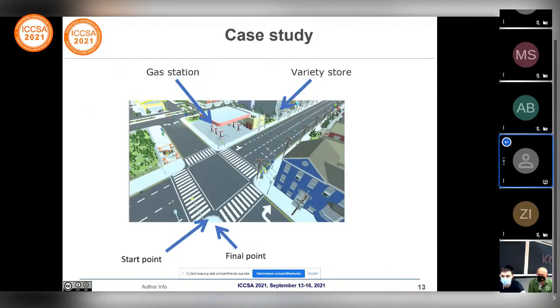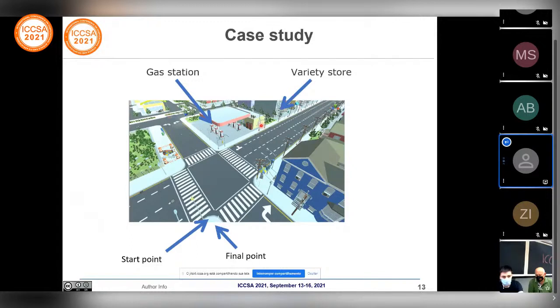We gave our user the task of going to a variety store and returning to the start point. So he should go from here until here, the variety store. He had to cross two crosswalks to go. He can go this way or this way, and a crosswalk to return. He had unlimited time to accomplish the task.